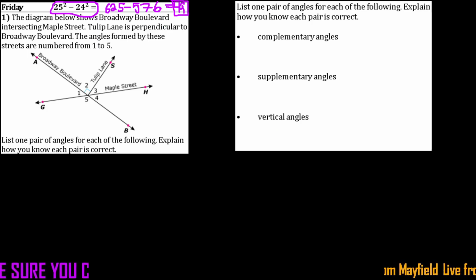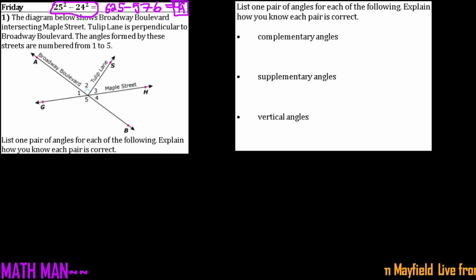Then it says, for number 1, the diagram below shows Broadway Boulevard intersecting with Maple Street. Tulip Lane is perpendicular to Broadway Boulevard. The angles formed by these streets are numbered from 1 to 5, and you see the picture here. We would label them as angle 1, angle 2, angle 3, angle 4, and angle 5. Then it says, list one pair of angles for each of the following and be able to explain how you know each angle pair is correct.